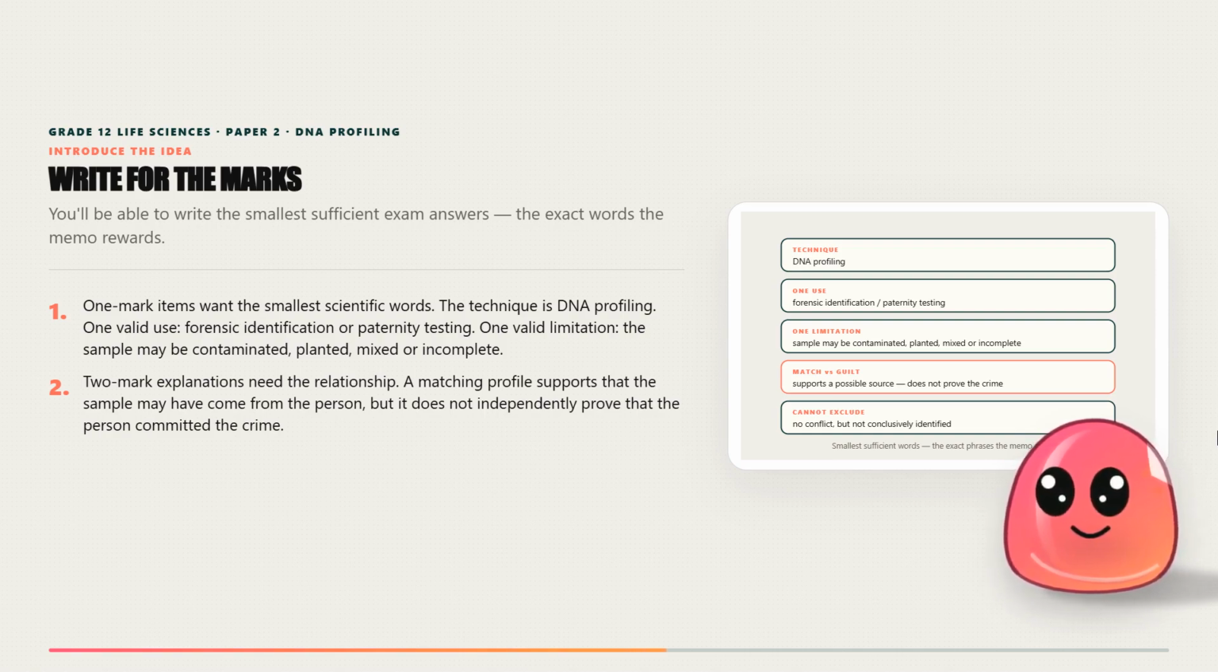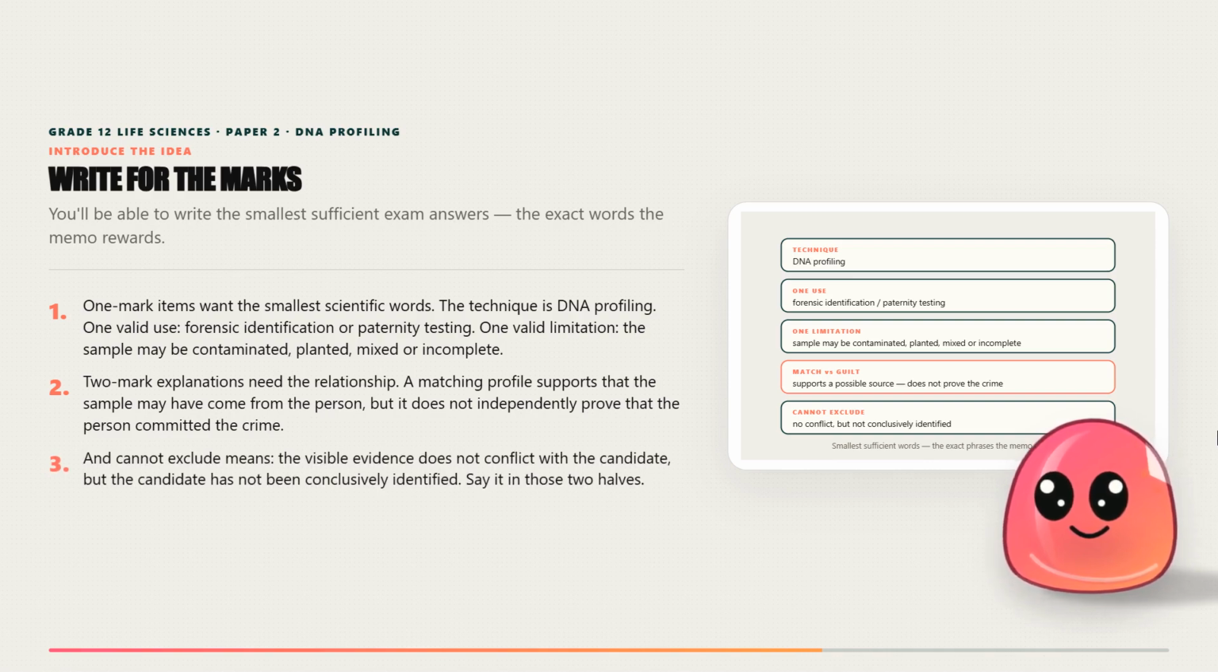The 2-mark explanation needs the relationship. A matching profile supports that the sample may have come from the person, but it does not independently prove that the person committed the crime. And cannot exclude means the visible evidence does not conflict with the candidate, but the candidate has not been conclusively identified.